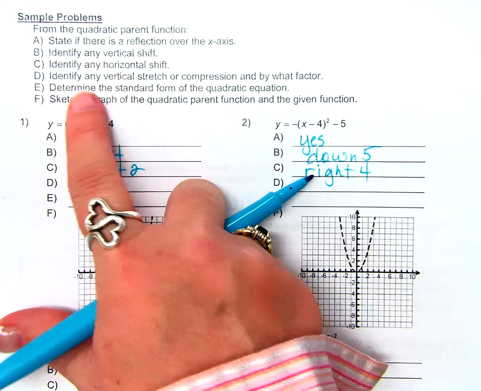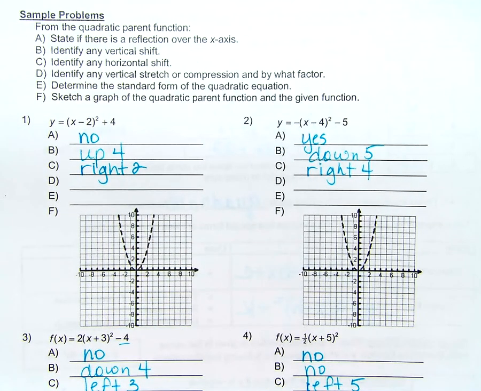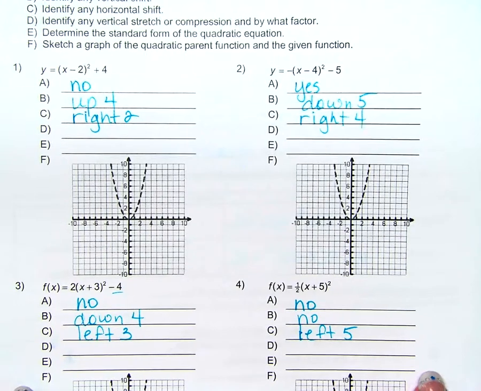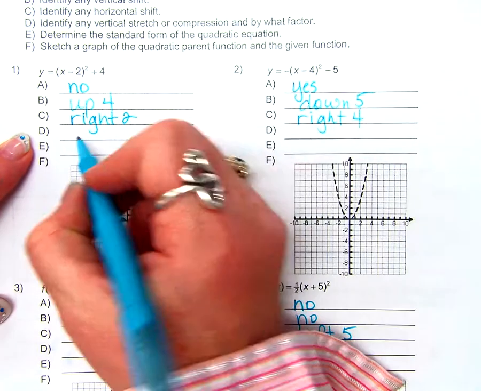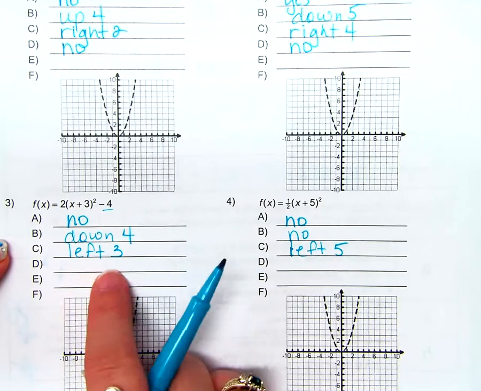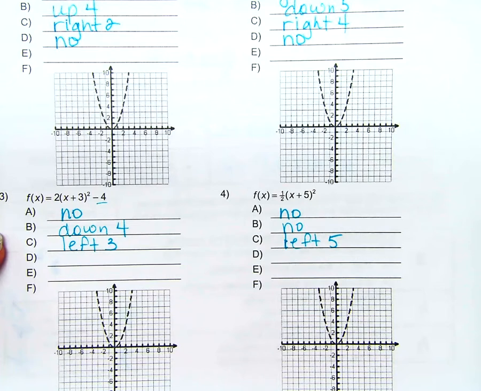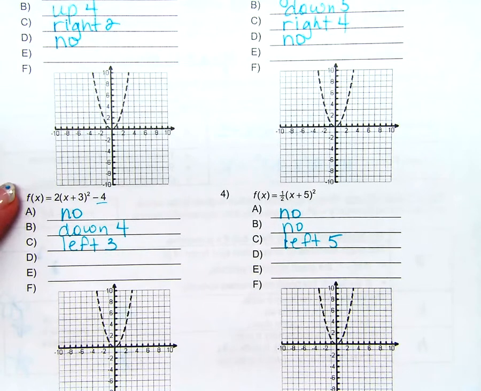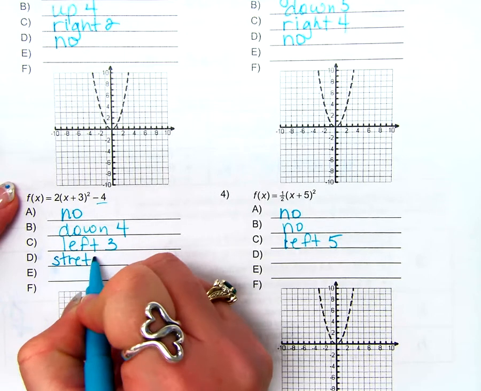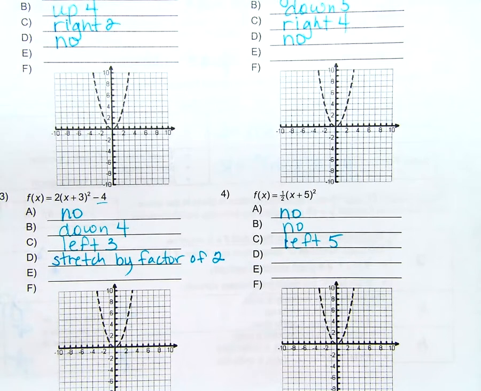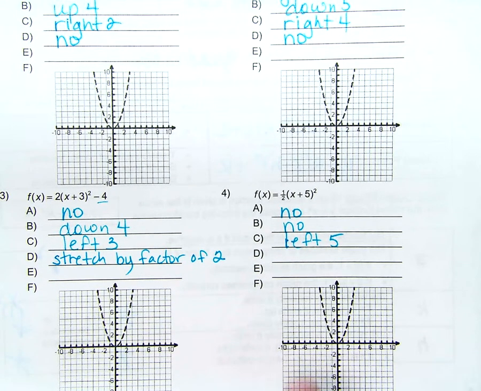Next thing. Identify any vertical stretch or compression and by what factor. The only one with that is 3 and 4. Vertical stretch or compression has a multiplier. So the only thing with the vertical stretch or compression is 3 and 4. Very good. So what are we going to write on 1 and 2? No, no. So we're not going to just write yes. We're going to write what it is and what the compression or stretch is, right? 3 is a stretch because it's greater than 1. So we're going to write a stretch, and then by a factor of 2. The other one is a compression.